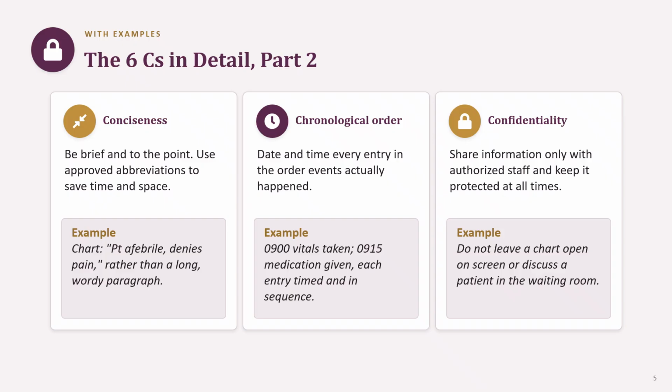Share information only with authorized staff and keep it protected at all times. That means do not leave a chart open on a screen where others can see it, and never discuss a patient where you could be overheard, like in the waiting room or the elevator. Confidentiality is not just good manners, it's the law under HIPAA. So those were the 6 C's. Now we turn to fixing mistakes, starting with paper charting.